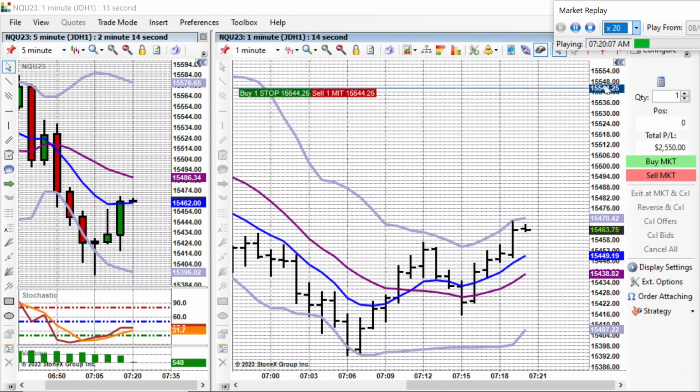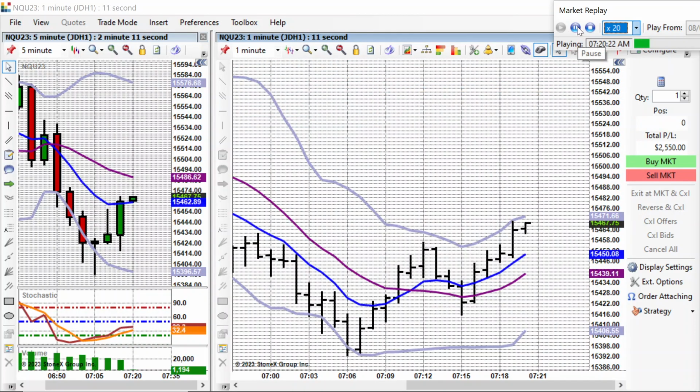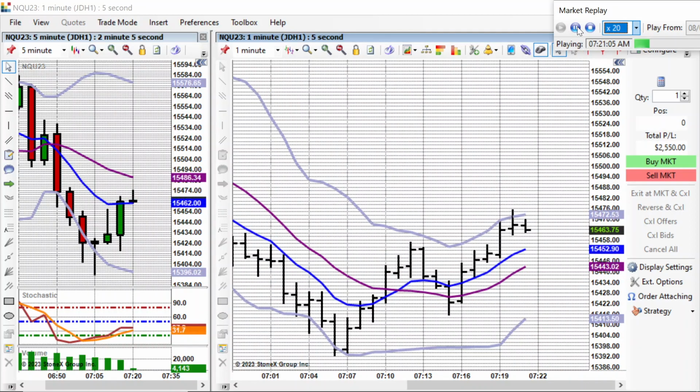Okay, so let's speed that up a little bit, and we'll look for the next retracement on the 1 minute chart, and I'll try to get it in at the blue line again.